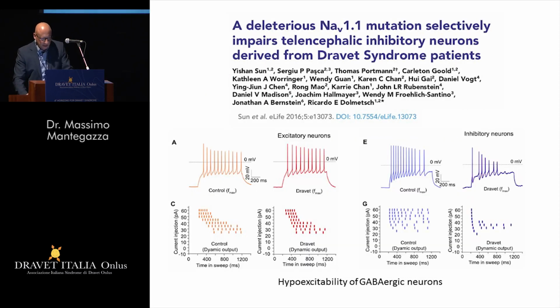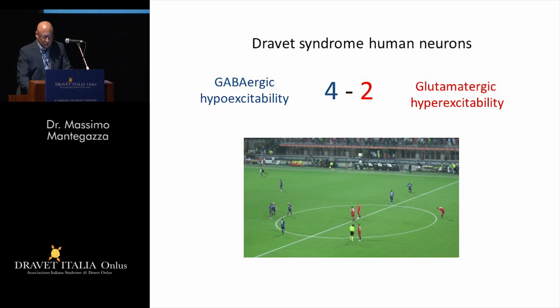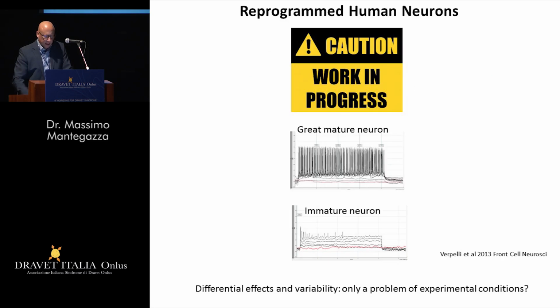Then another one here, 2016, hypoexcitability of GABAergic neurons. This was a kind of elaborate study with a lot of controls. Anyway, here they found hypoexcitability just of inhibitory neurons. And this one, again, 2018, just hypoexcitability of GABAergic neurons. And here, we are at four-to-two. So which study is correct? This is our experience. For sure, here you have a lot of variability. We tried as well to study Dravet syndrome mutations with the system, and we got a lot of variability. That depends on the culture conditions, on the maturity of the neurons. Sometimes you get great neurons that fire very well, but if the neuron is not well matured, it doesn't fire very well. So in our hands, there was a lot of variability.